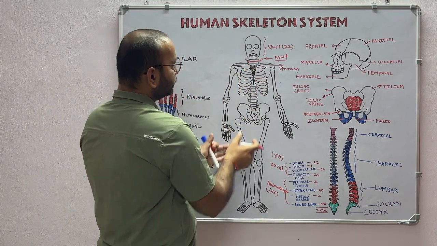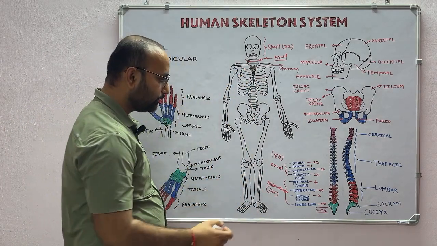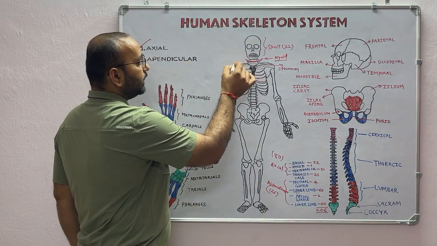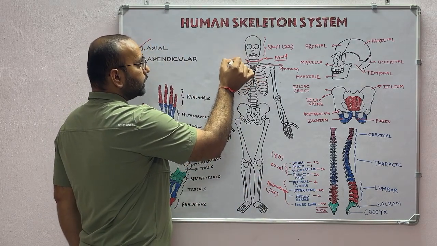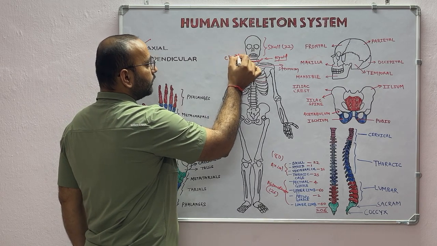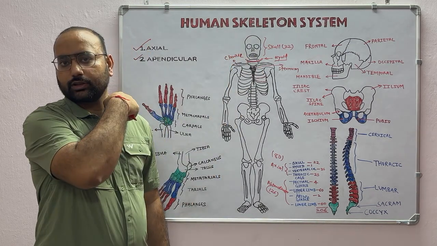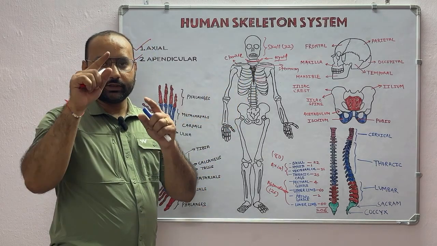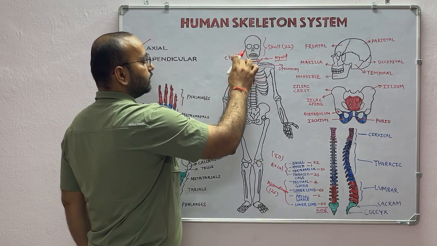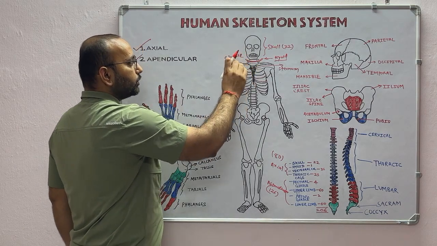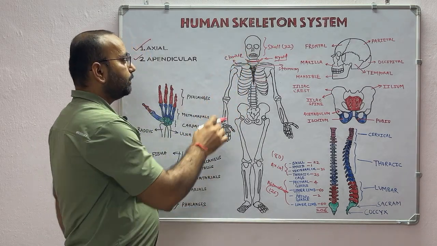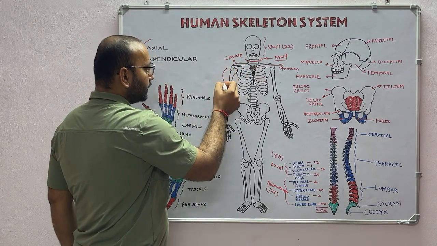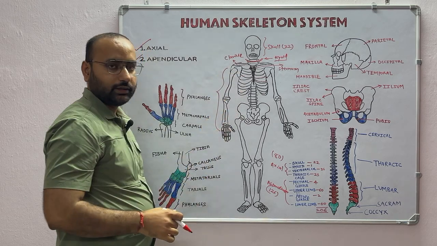And whatever is attached to this axial skeleton forms a part of the appendicular skeleton. For example, the pectoral girdle. So what is the pectoral girdle? The pectoral girdle is formed by two bones. The first bone is the clavicle, which is right here, the straight bone, and then you have the scapula, which is a triangular bone. If you look from behind, you will see a triangular bone. So the clavicle and the scapula together form the pectoral girdle, and the pectoral girdle provides the attachment to the upper limb, right? So this upper limb is again a part of the appendicular skeleton.